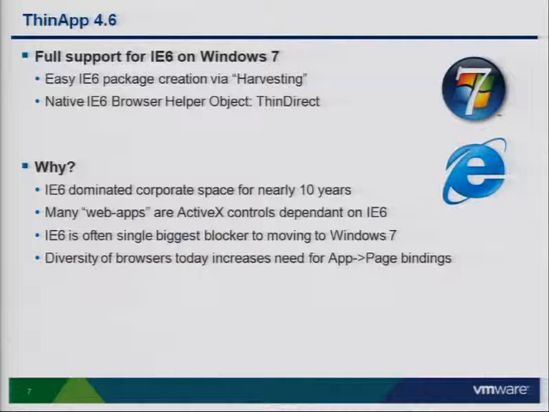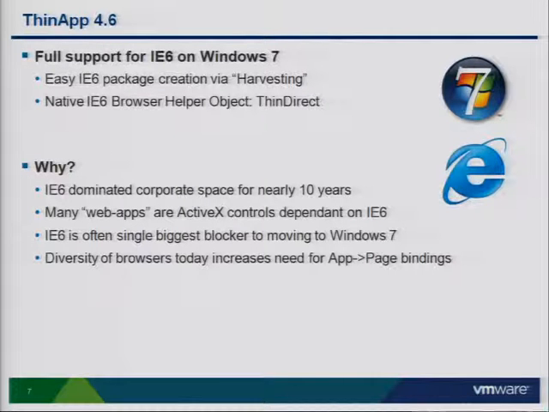One of the big focuses of ThinApp 4.6 was to support the IE6 use case on Windows 7. We heard from a lot of our customers that are trying to migrate to Windows 7 that the single biggest blocker is IE6. And since Windows 7 comes with IE8, there's really no option to downgrade to IE6.